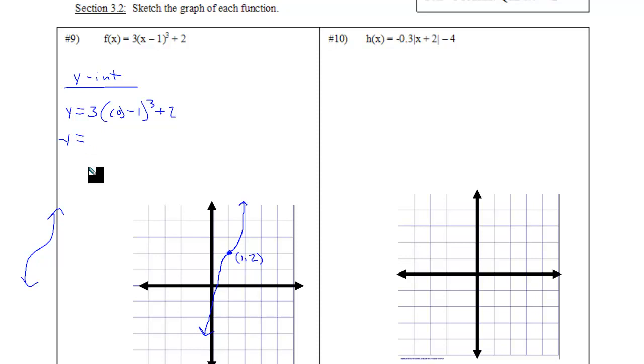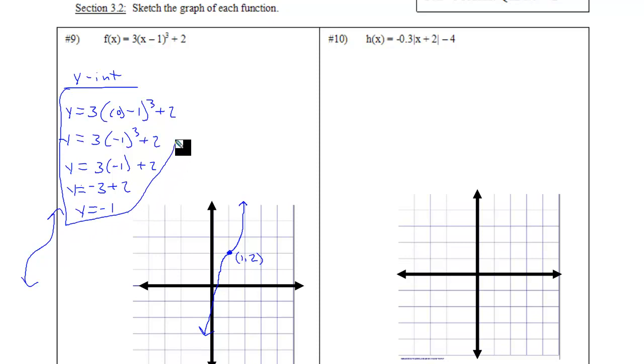Then simplify it. 0 minus 1 is negative 1. Negative 1 cubed is negative 1. 3 times negative 1 is negative 3. Negative 3 plus 2 is negative 1. So the y-intercept for this graph is negative 1. I knew that ahead of time. That's why my graph looked like that. But if you don't label your x and y axis, it doesn't really matter where it crosses as long as it's someplace close and you label it as being that point.